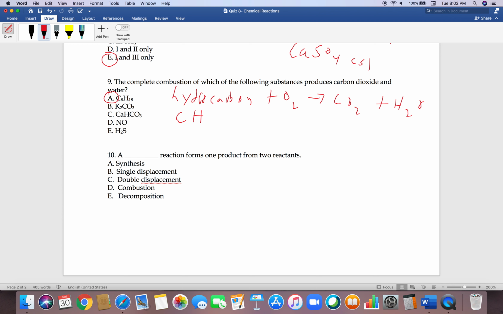And number 10 says a blank reaction forms one product from 2 reactants. One product from 2 reactants, okay. So if we have one product from 2 reactants, we're basically saying A plus B gives us one product, AB. Well, what we call this is a synthesis reaction, or we could also call it a combination reaction. But here it's a synthesis reaction, A.